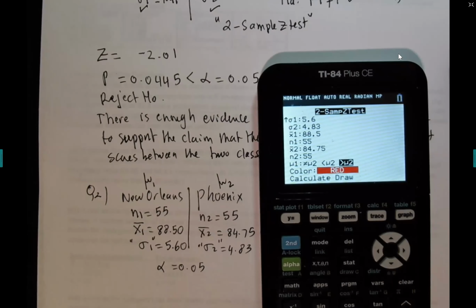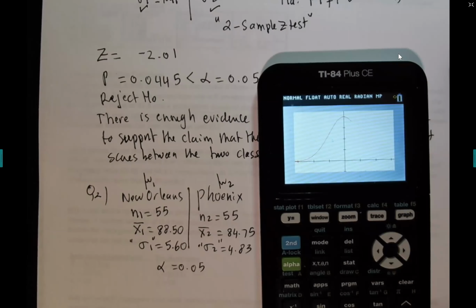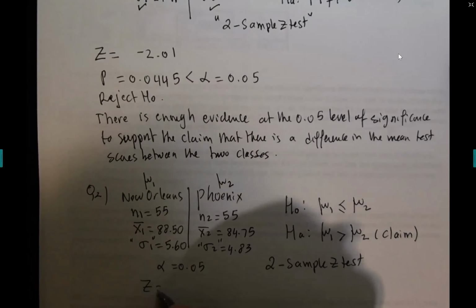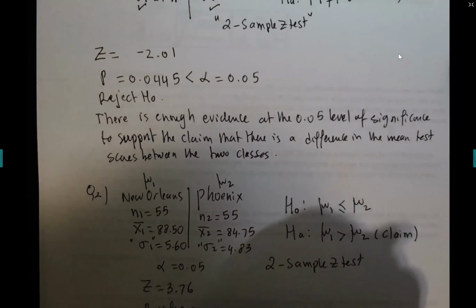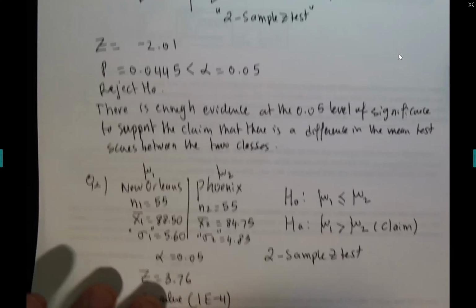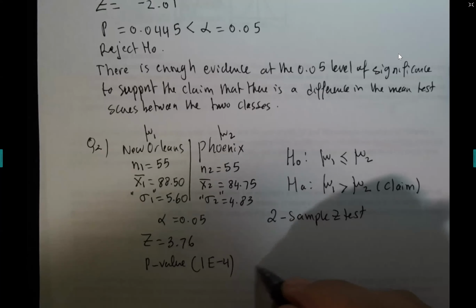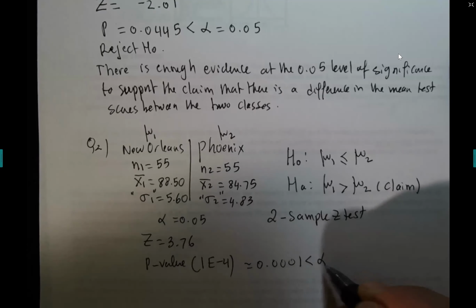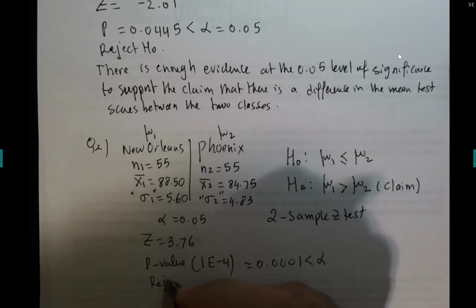You want to do a draw? You can do that. So Z is 3.76, and look at the p-value, guys, 1e minus 4. I'm going to put that and explain again what that means. It means 0.0001, which is less than alpha, of course. Reject H0.